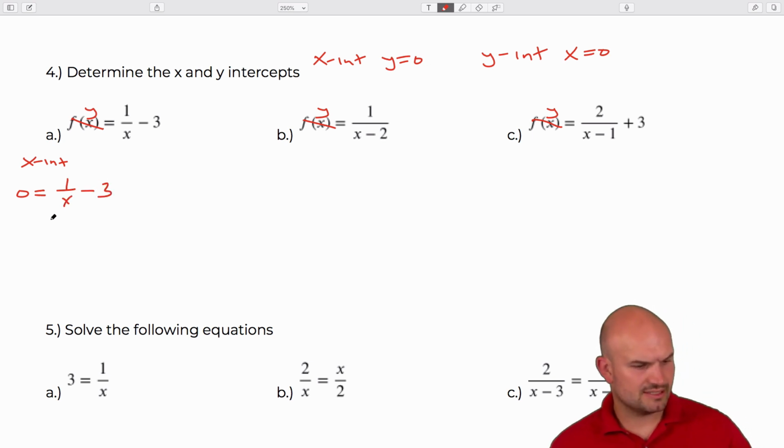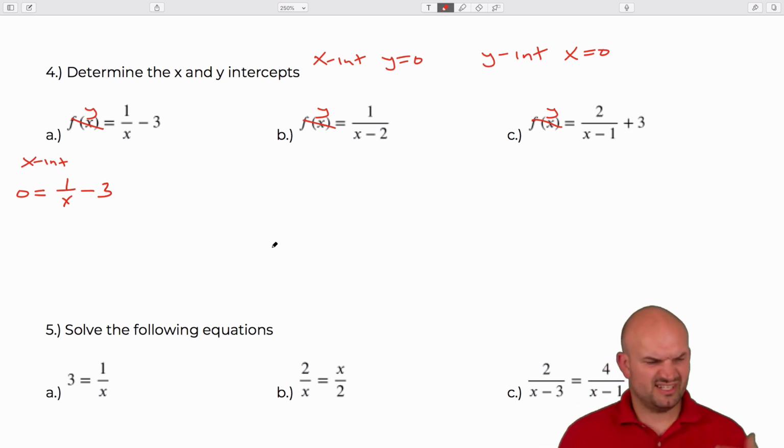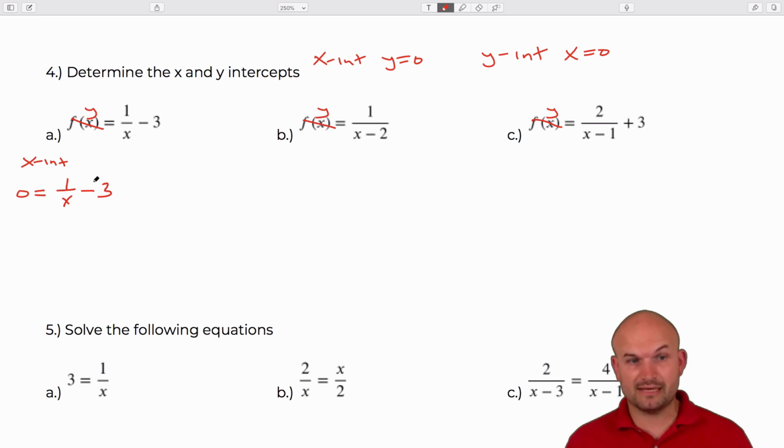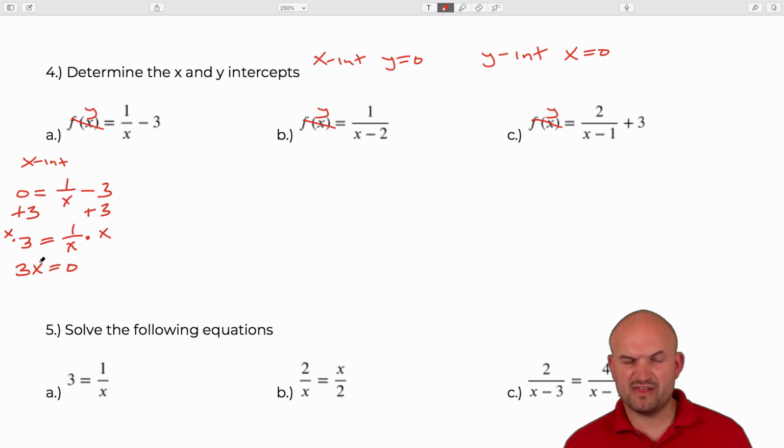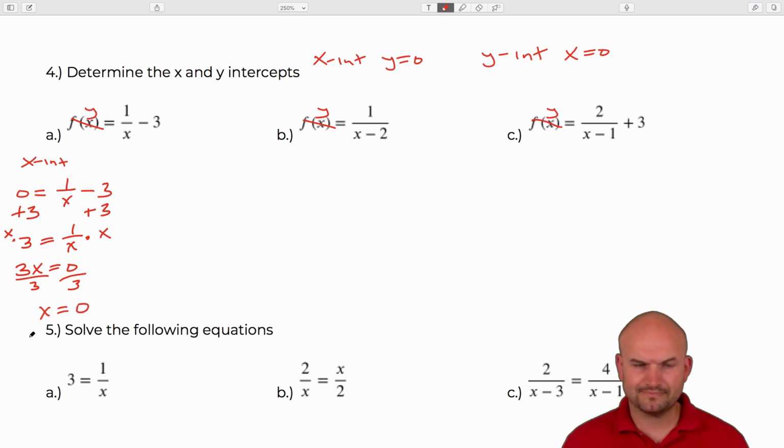Yeah, I made it work here, but I probably should have given myself some more space. All right, so using our inverse operations here to isolate my x, I need to add 3. Then I have 3 is equal to 1 over x. Now to get x off the denominator, I need to multiply by an x on both sides. That leaves me with 3x is equal to 1. And then just to solve for x, I will undo multiplying by 3 by dividing by 3, and I get x is equal to 1/3.